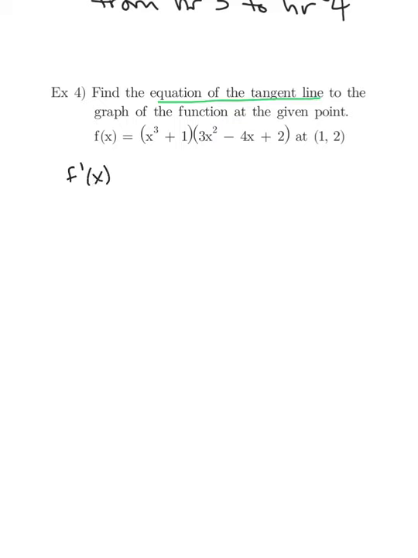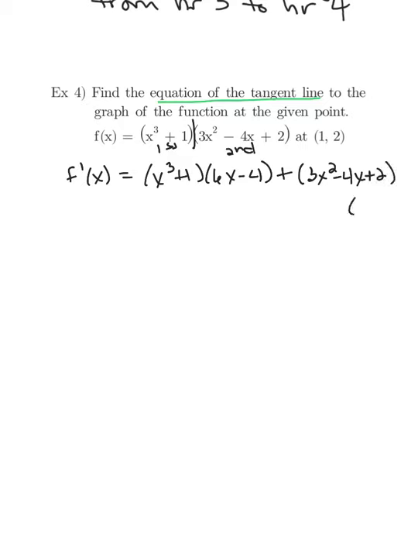What you need to notice is that this is first and second being multiplied here, so we're going to do the product rule. So we're going to do the first exactly as given, x cubed plus 1, times the derivative of the second, which will be 6x minus 4, always plus, second exactly as given, 3x squared minus 4x plus 2, times the derivative of the first, 3x squared.